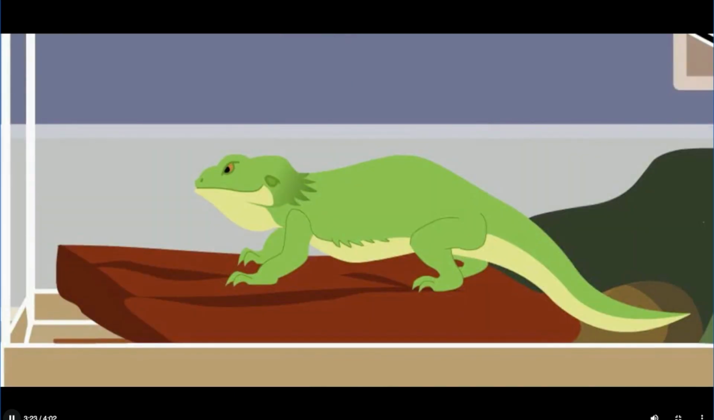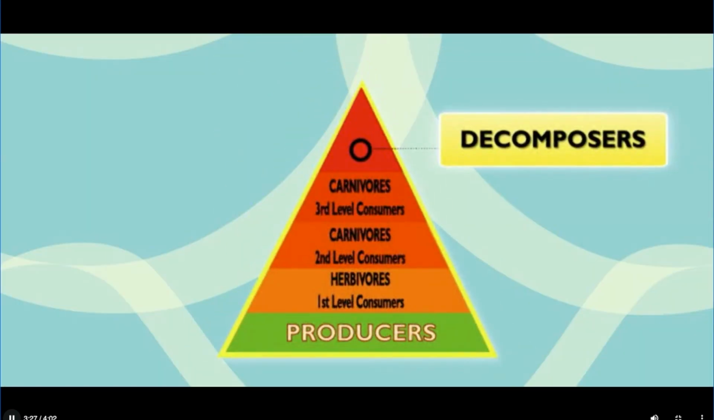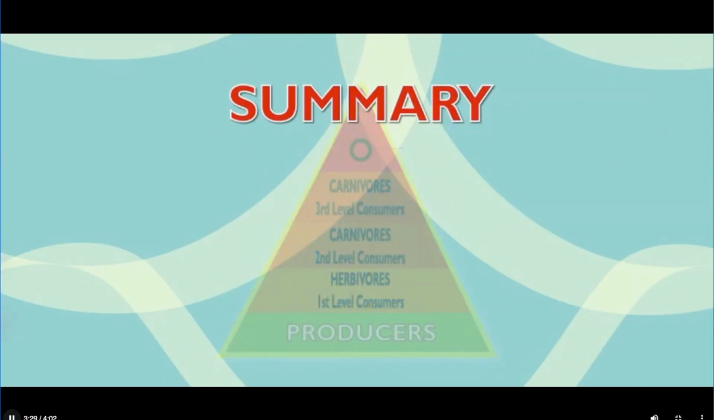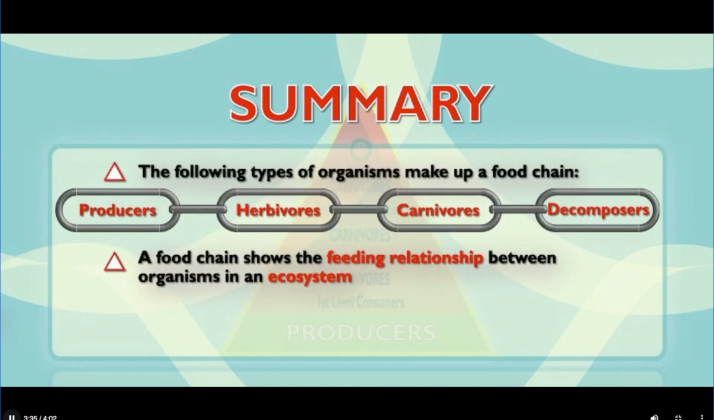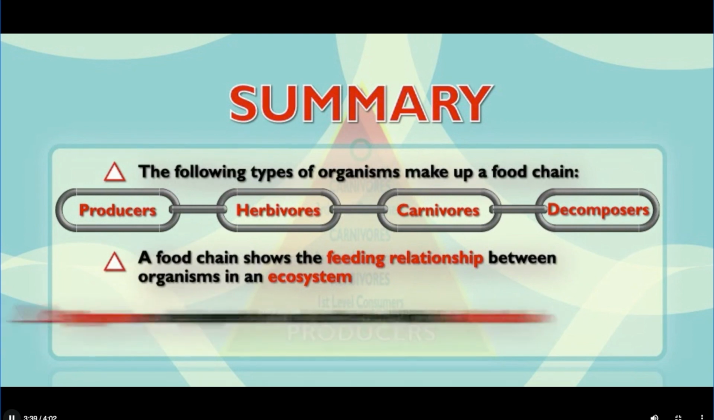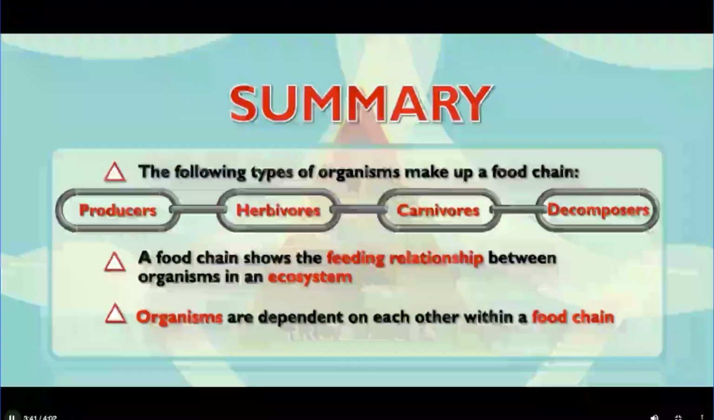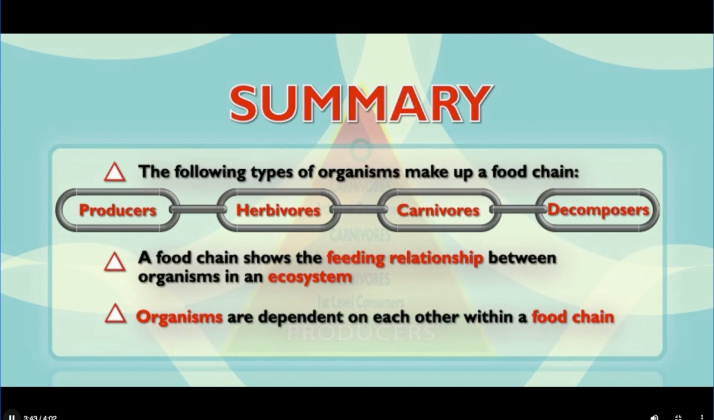Let's see if I have the energy to remember all the links in the chain. Go for it. Let's start at the bottom. All right. So the food chain goes like this. Producers, herbivores, carnivores, and decomposers. A food chain is the feeding relationship between the organisms in an ecosystem. Organisms on a food chain depend on each other for energy, and if the chain is broken, they're all affected. There you go. The chain lives on.